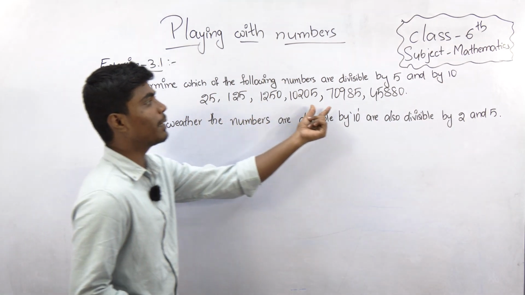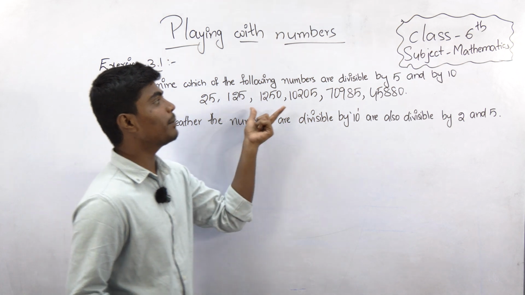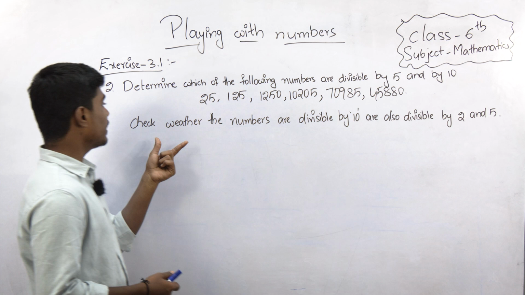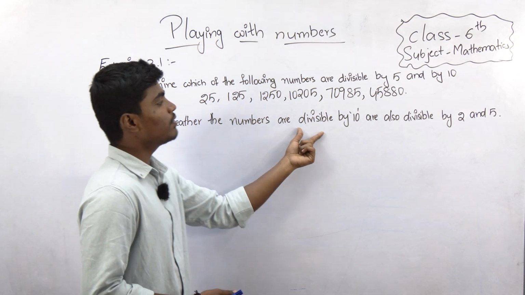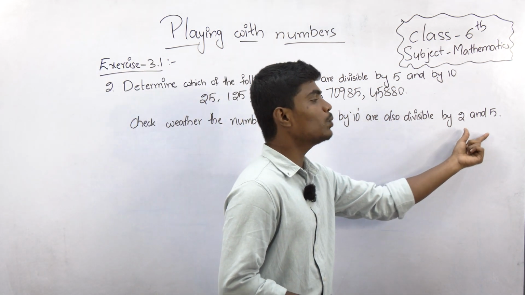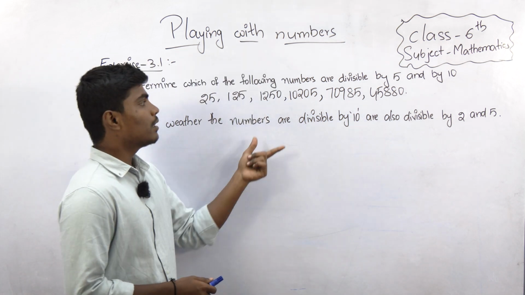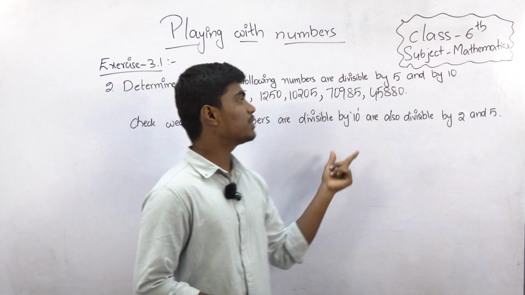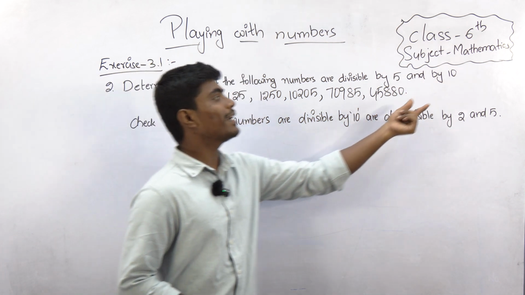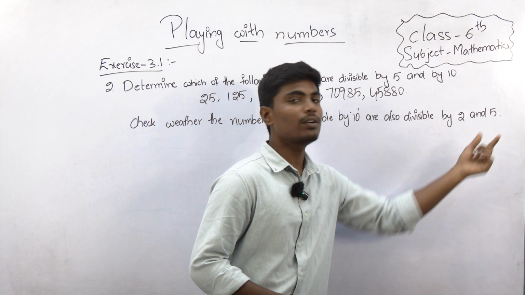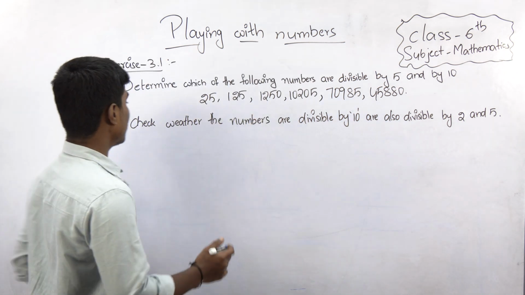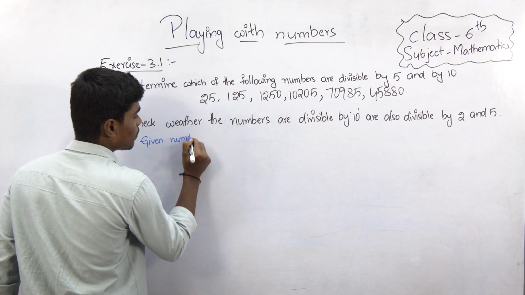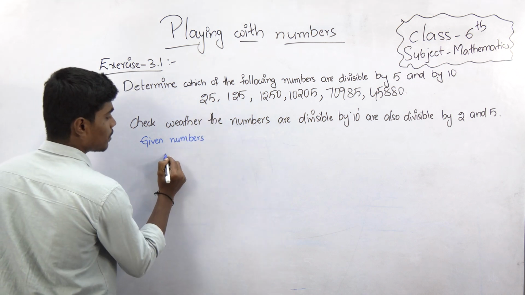Here he gave some numbers and we have to check which numbers are divisible by 5 and which numbers are divisible by 10. And we check whether the numbers divisible by 10 are also divisible by 2 and 5. Here we will find out the numbers which are divisible by 5 and 10. First, what are the given numbers?